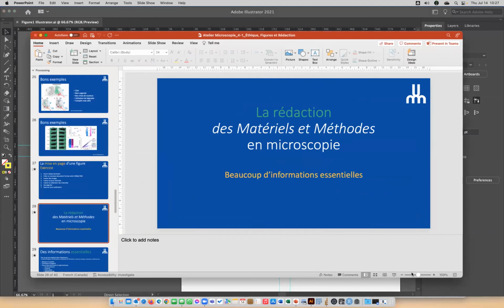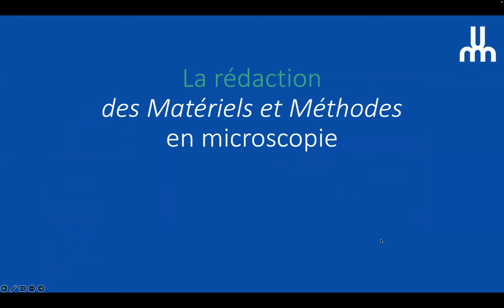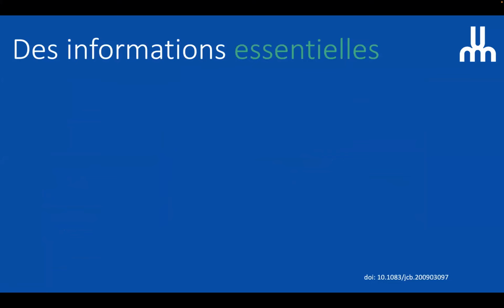Then I move to the next part, which is writing materials and methods for microscopy. When I was writing it, I just realized that there is a lot of useful information that should be included in the materials and methods. In short, everything that you have used for your experiment should be included. Everything that is involved in your experiment should be there.